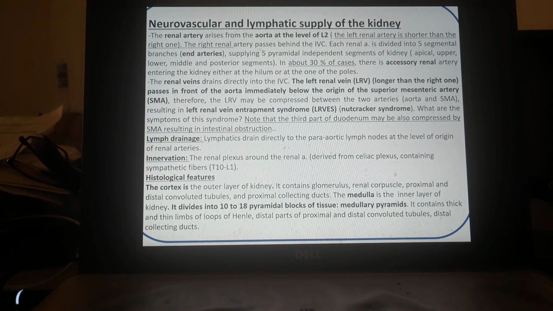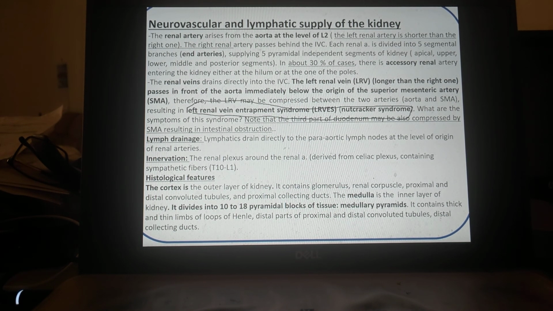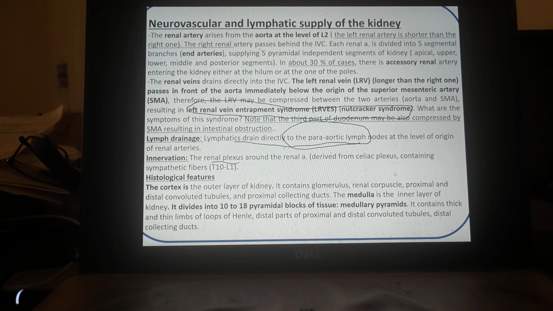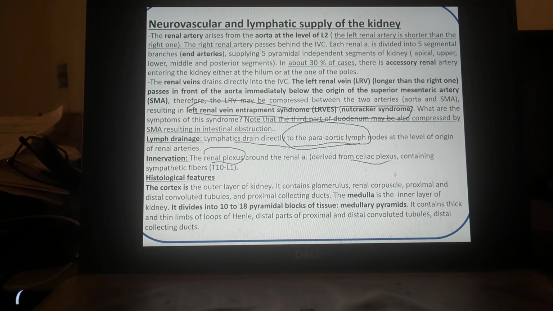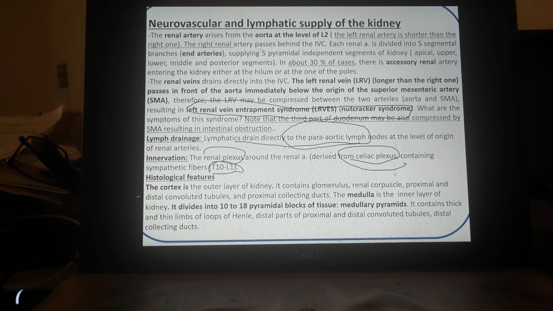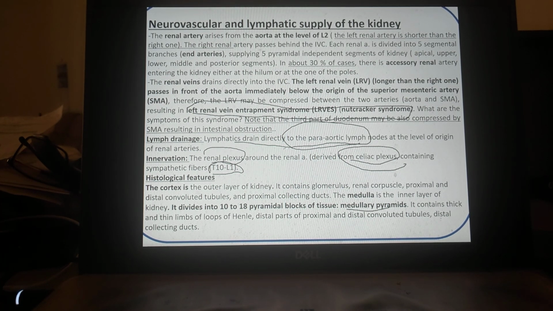As I mentioned, the left renal vein can be compressed by the superior mesenteric artery and abdominal aorta, inducing what's called left renal vein entrapment syndrome or nutcracker syndrome. Lymphatic drainage of the kidneys is to the para-aortic lymph nodes, which are close to the renal arteries. Innervation of the kidney is from the renal plexus, which is derived from the celiac, is parasympathetic, and also contains sympathetic fibers from T10 to L1. As I mentioned, the kidney is divided into outer cortex and inner medulla, and the inner medulla is divided into medullary pyramids.